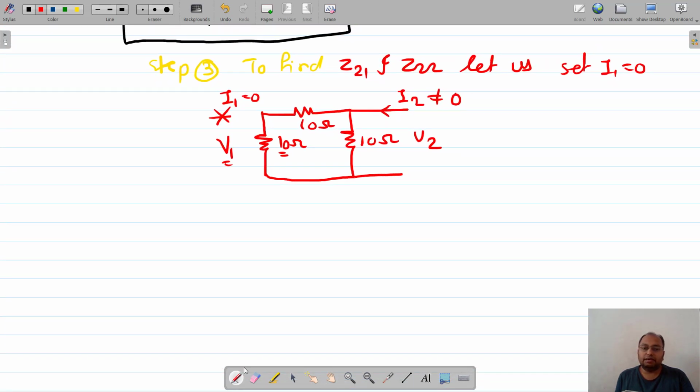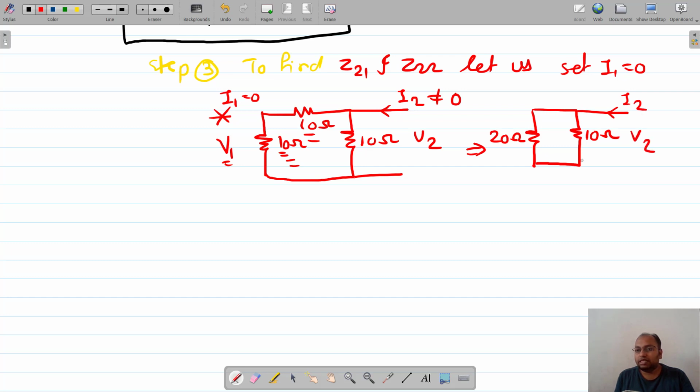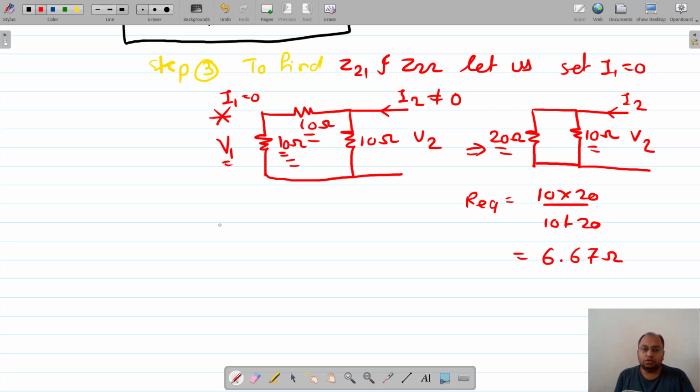Now let us modify this circuit diagram again. These two 10 ohm resistors are in series, so 10 plus 10 is 20 ohm, right? And that is in parallel with this 10 ohm resistor, and to that 10 ohm resistor there is a voltage source V2. Now let us find the parallel combination. It results in 10 into 20 divided by 10 plus 20, which is 6.67 ohms. So now the circuit diagram will have this kind of structure.